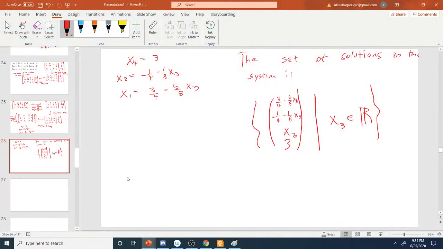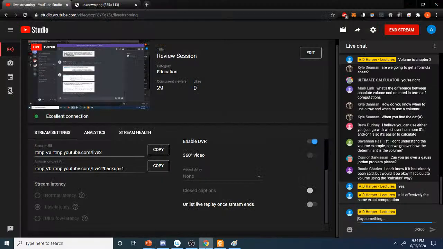Okay, so this completes the Gauss-Jordan example. Does anyone have any more questions?